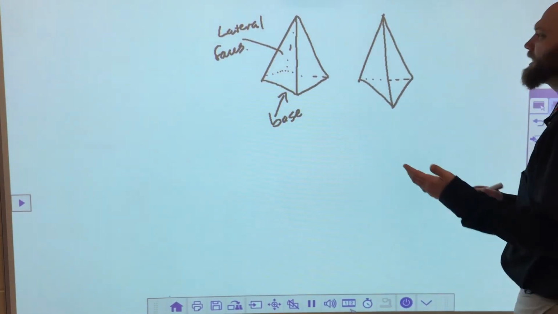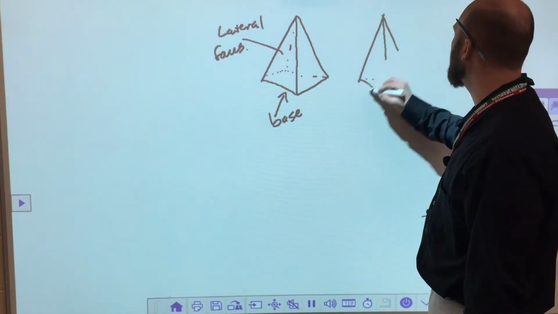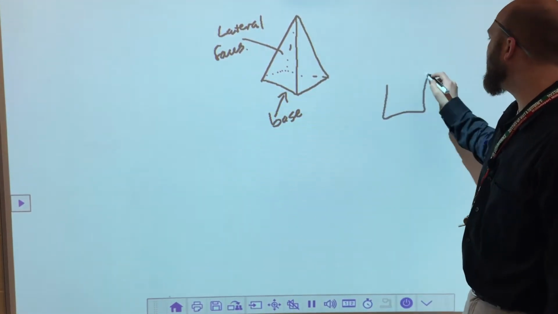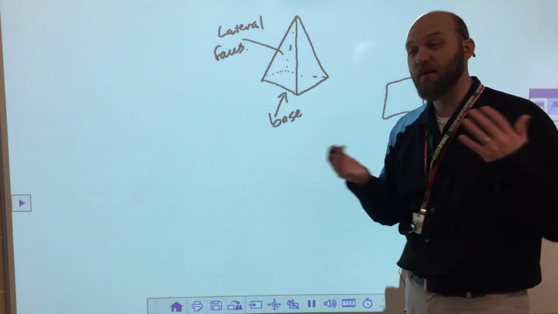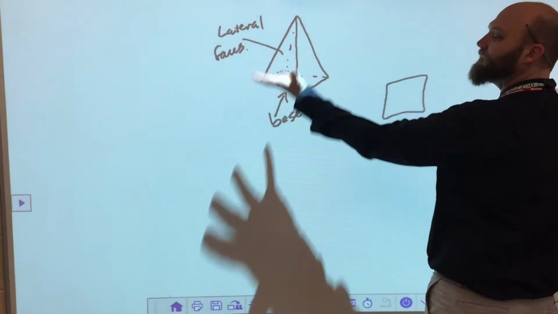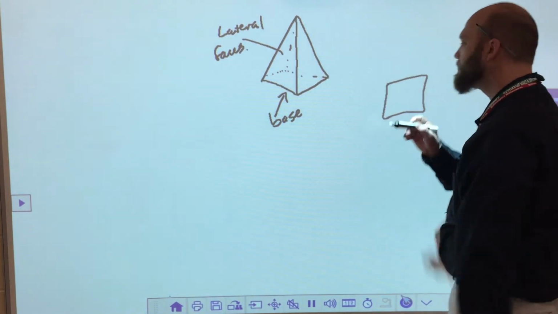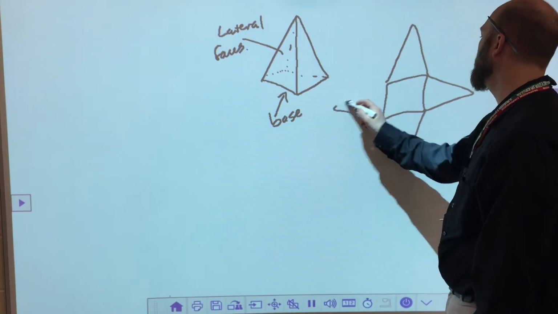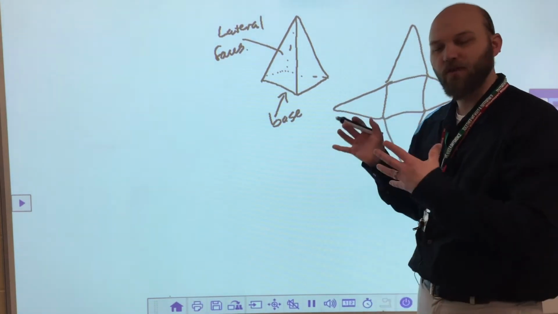Now, if I want to break that apart, I'm just going to go with a square pyramid for right now. I look at my square pyramid, and I ask myself, what is the base? And the base, of course, is a square. So I draw a square. From there, I could open that up. So like a sci-fi movie, they would all open up. And I get 1, 2, 3, 4. And I could solve all the areas of that.